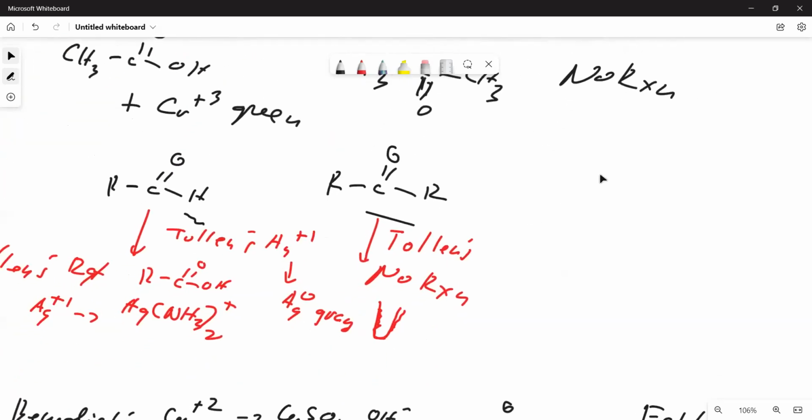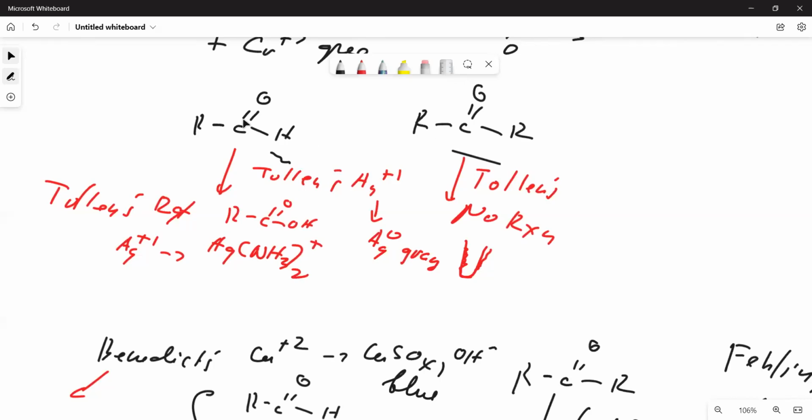Now, how about aldehydes and ketones? If you notice in the structure, the aldehyde has a replaceable hydrogen. So aldehyde is oxidizable, but ketone is not, because there is no alpha hydrogen. We can differentiate the reactions of these two using specific oxidizing agents. So what are the oxidizing agents to differentiate aldehyde from ketone?